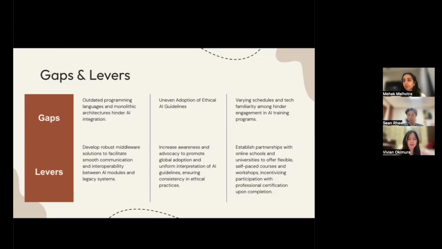Finally, implementing effective training programs encounters hurdles such as time constraints and differing tech familiarity among legal professionals. Partnerships with online schools and universities offering flexible, self-paced courses tailored to legal needs can address these challenges. Professional certification incentives can further encourage participation.